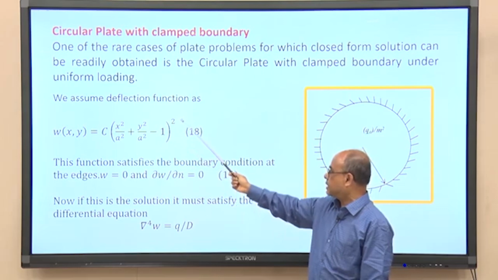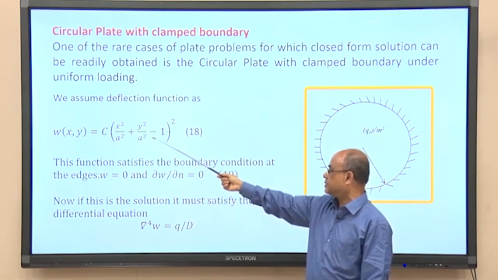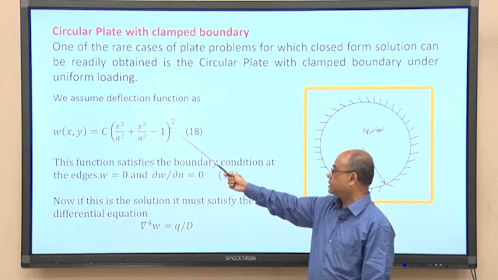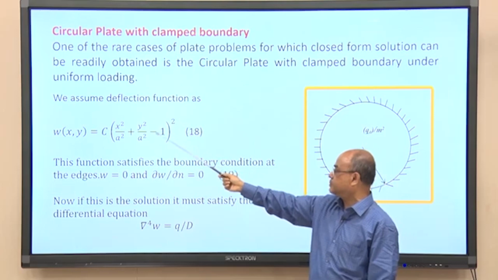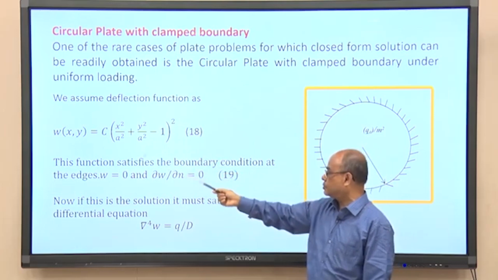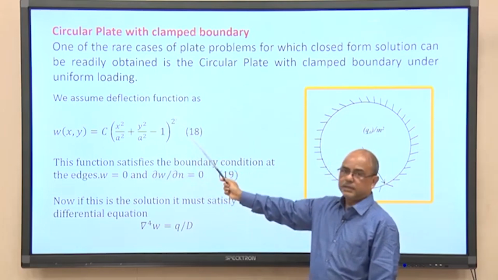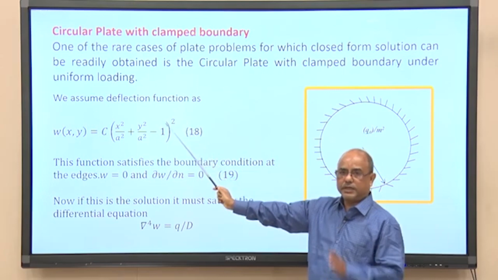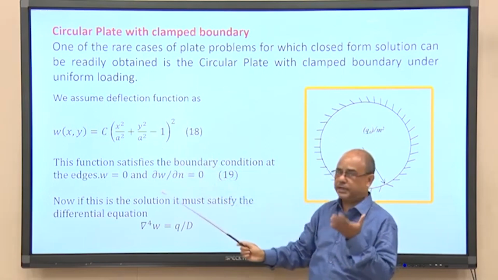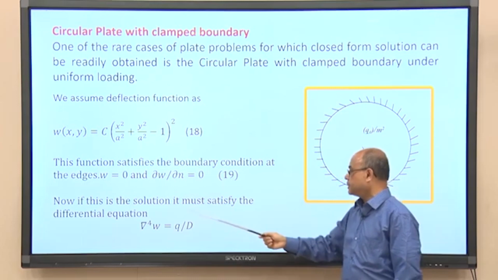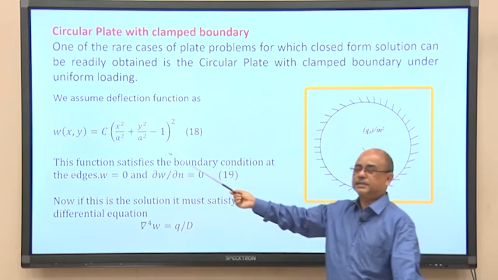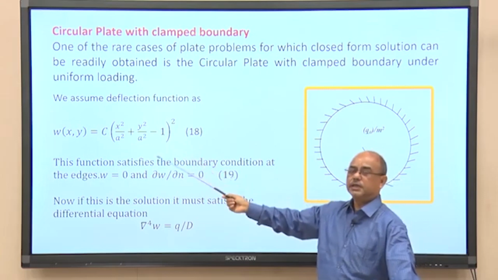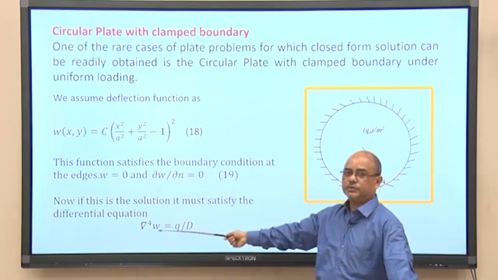So, you have to take a quadratic term with this expression x square by a square plus y square by a square minus 1 whole square. This expression shows that boundary conditions are satisfied at once without any difficulty for clamped edges, nobody can deny. Now, if this condition is satisfied and I think that it is the solution of the differential equation, it must satisfy the differential equation.